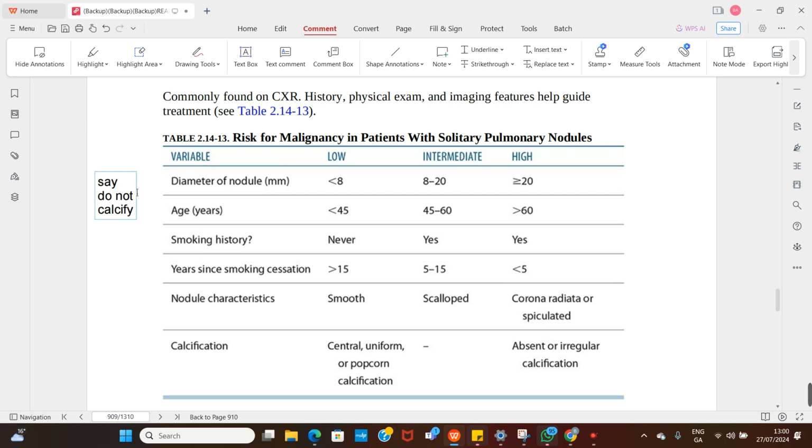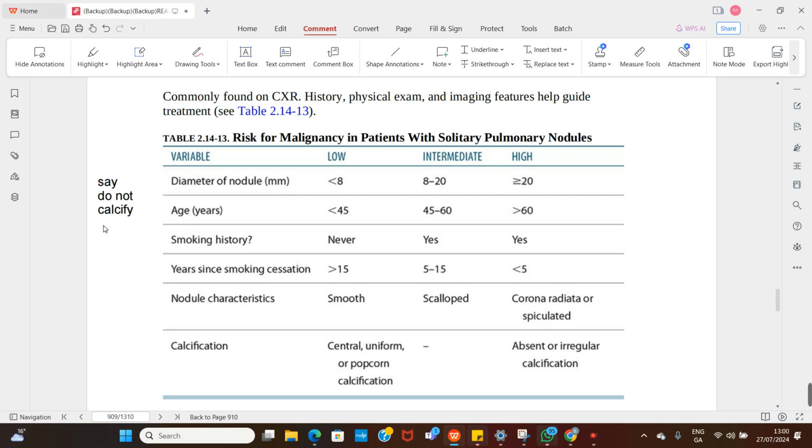There's your Y. Then your D is the diameter of the nodule. How wide is this nodule? Your working range is 8 to 20, so 8 to 20 will fall under intermediate. Please, I'm saying 8 to 20 millimeters. Very important, because they can give you 0.8 centimeter. So that's 8 millimeters. So 8 to 20 millimeters, intermediate. Less than 8, low category. More than 20, high category.